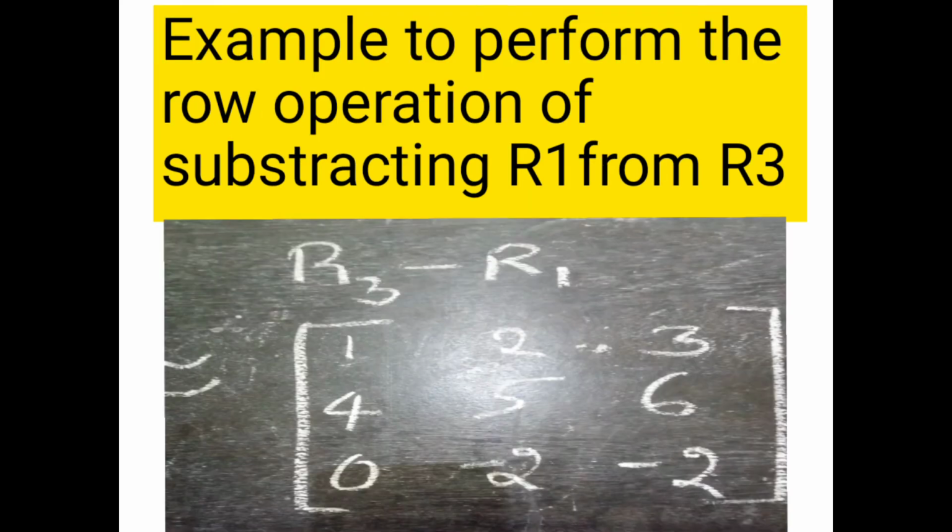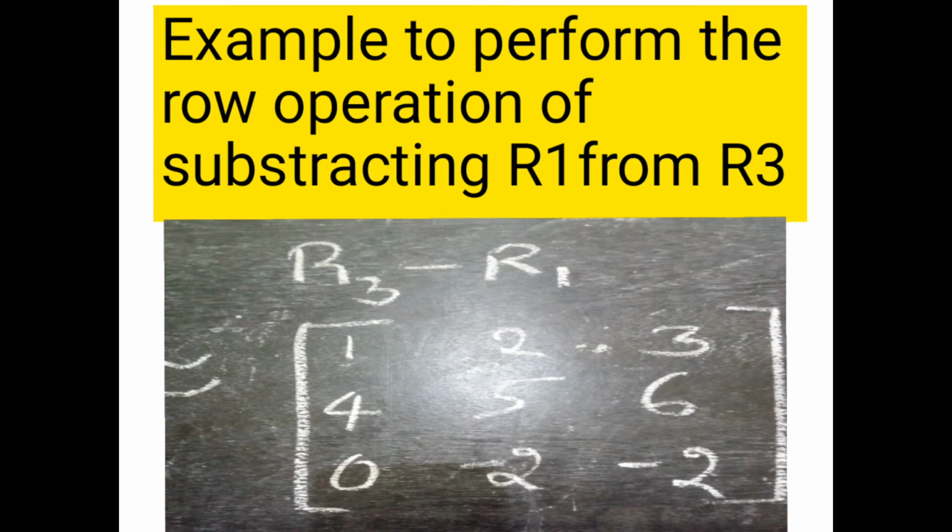Let us consider another transformation to the same matrix. We are applying R3 minus R1, that is, now we are changing the third row by subtracting the elements of R1 from the corresponding elements of R3. What I told? We are subtracting the elements of R1 from the corresponding elements of R3.